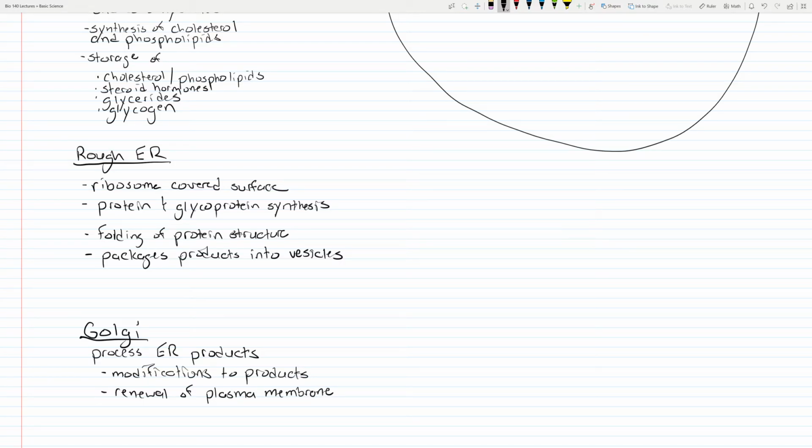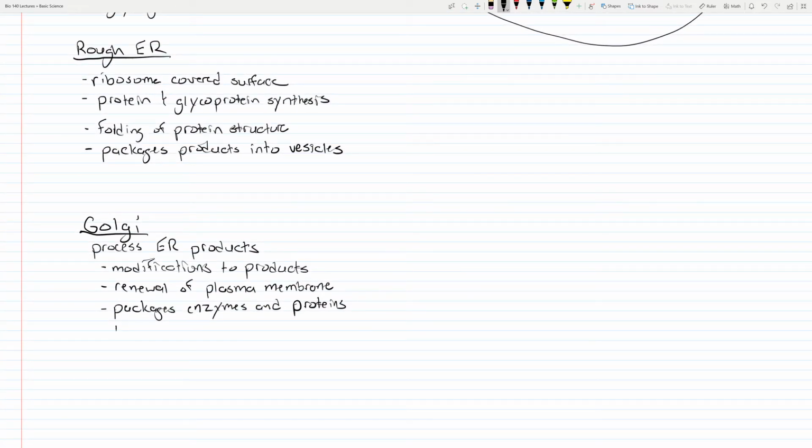Okay. And it packages enzymes and proteins in vesicles for secretion. And secretion just means release from the cell.